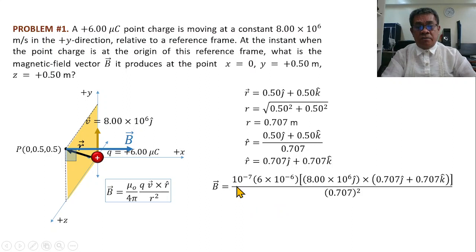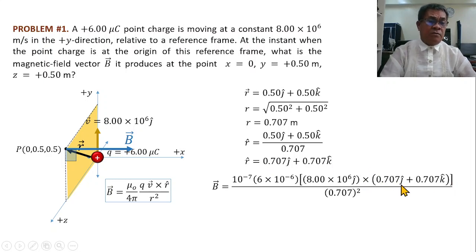Now, substituting all of this to the formula. Remember, mu naught over 4 pi is just 10 raised to negative 7. And this 6 times 10 raised to negative 6 is our charge, which is Q. Then the velocity vector V is 8 times 10 raised to 6 j hat. And we need to cross this with our unit vector, 0.707 j hat plus 0.707 k hat, and everything divided by the square of the magnitude of the position, which is 0.707 squared.